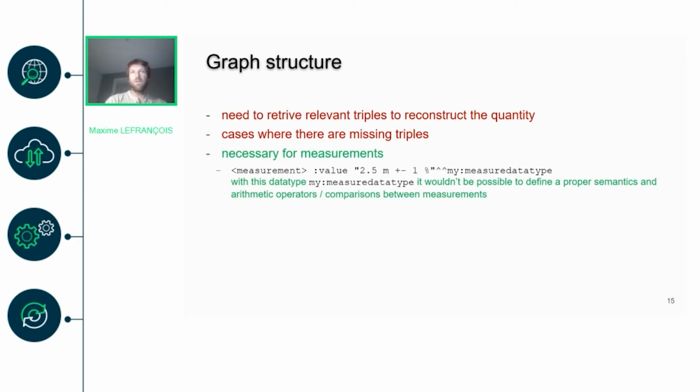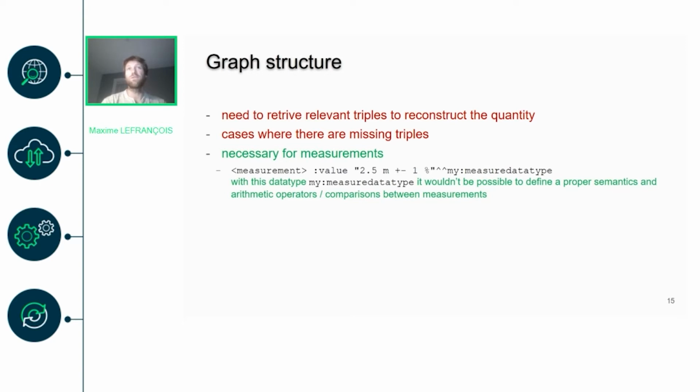If I try now, in the remaining 4 or so minutes, to summarize the pros and cons of the 3 main approaches, this is what I would say. About encoding quantity values in graph structures, the main issue is that we have more triples, right? But we also need to retrieve relevant triples and reconstruct the quantity before being able to manipulate it and add quantities or whatever. We have to account for cases where we would have missing triples.